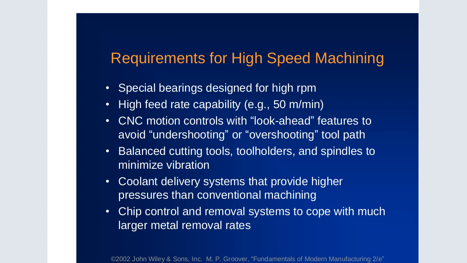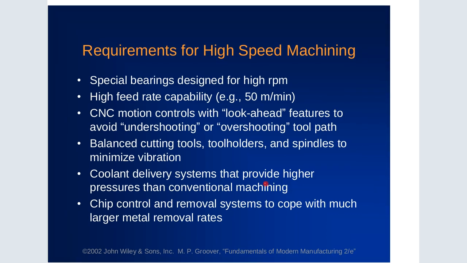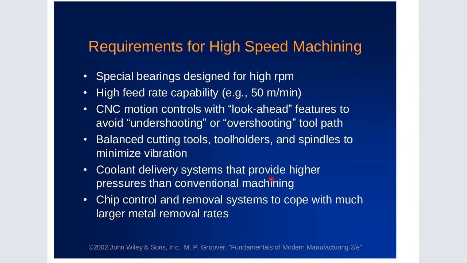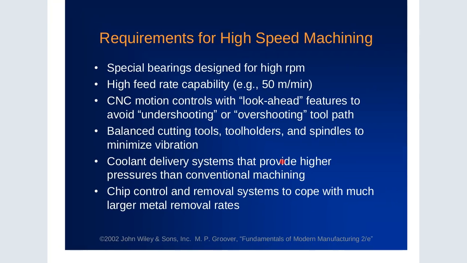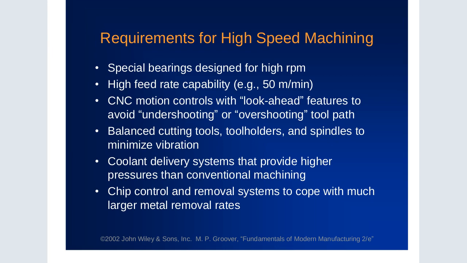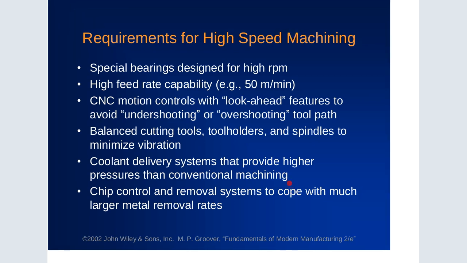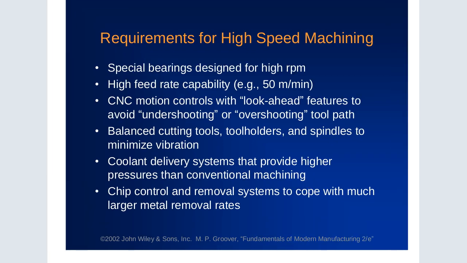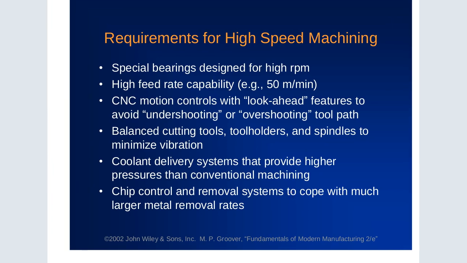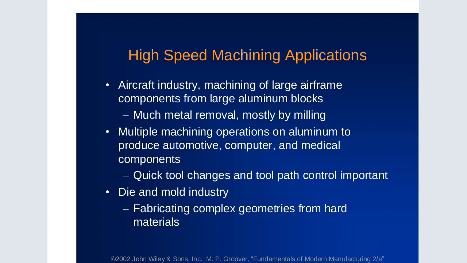Requirements of high-speed machines: special bearing design for high revolutions per minute, high feed rate capacity, CNC motion controls, that is using the big machines that we had talked about, look-ahead features to avoid undershooting and overshooting the tool path, balanced cutting tools, tool holders and spindles to minimize vibrations, coolant delivery systems that provide higher pressures than the conventional machines, and chip control.